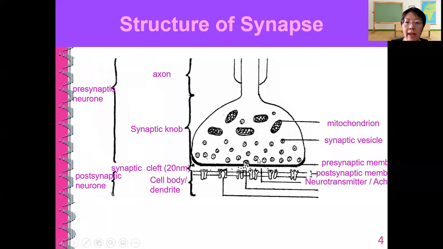Now, these tiny little dots that I've drawn here represent the neurotransmitter, which is actually the chemical that carry the message to be passed from presynaptic neuron to postsynaptic neuron. So this chemical general term is called neurotransmitter because it transmits the message between two neurons at the synapse. And the actual name of this chemical is acetylcholine. So this is my short form for acetylcholine.